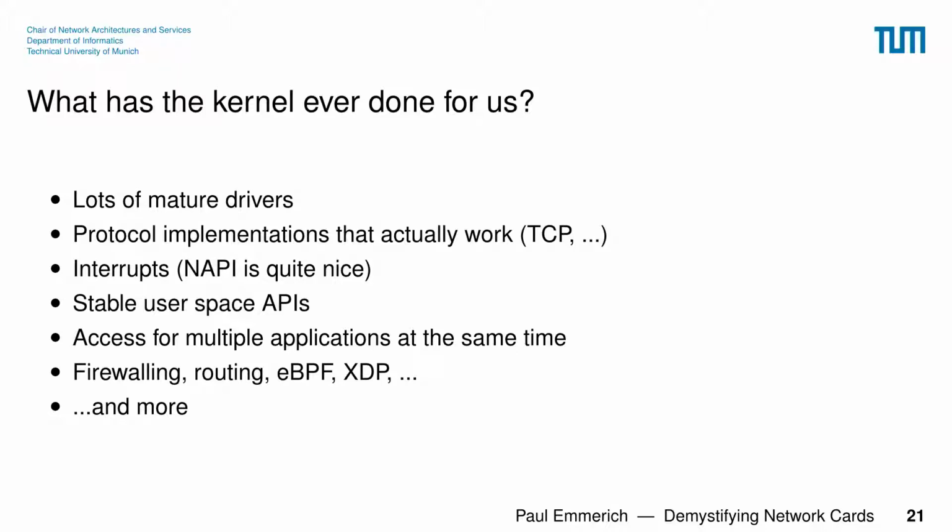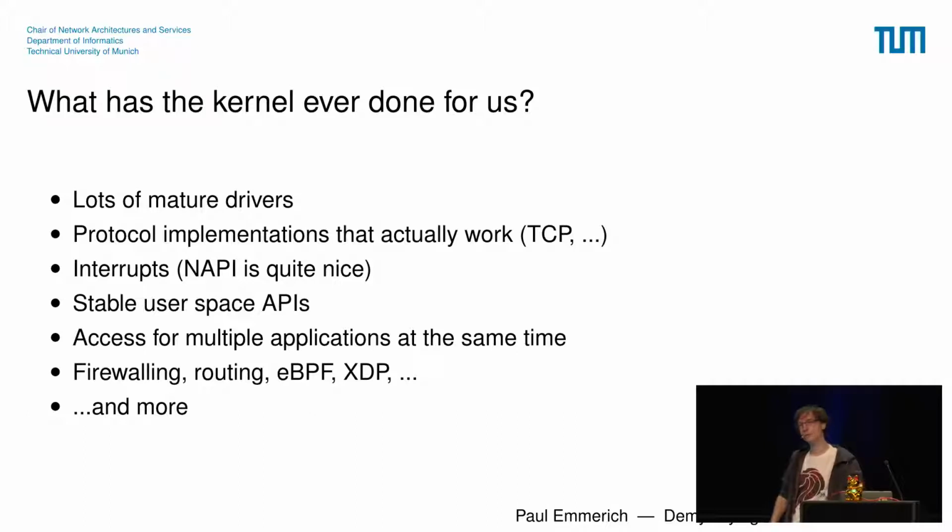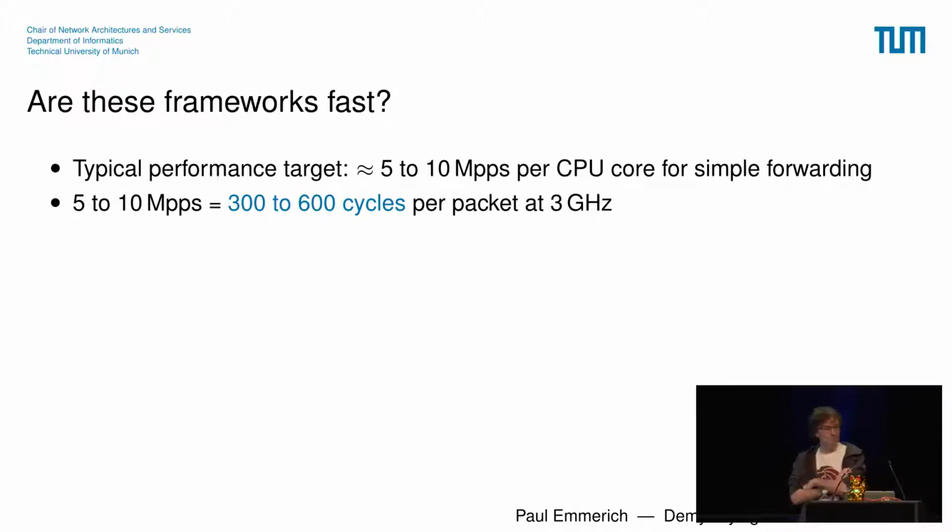Like building a TCP stack on top of these frameworks is kind of an unsolved problem. There are TCP stacks, but they all suck in different ways. OK, we lost features, but we didn't care about the features in the first place. We wanted performance. Back to our performance figure, we want 300 to 600 cycles per packet that we have available.